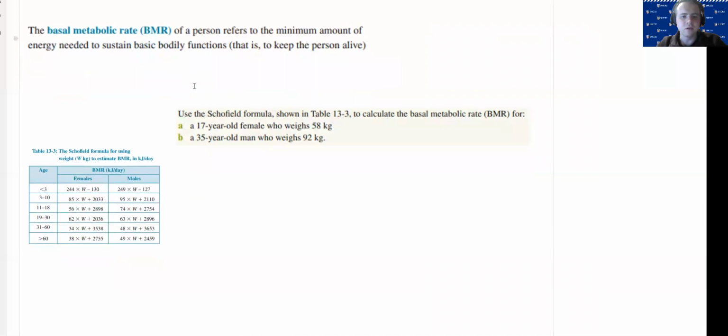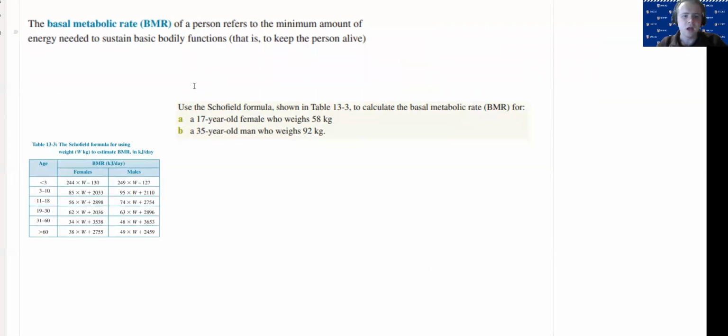So this is the Schofield formula. So none of these are right or wrong in terms of the way to calculate it. They're just different ways of estimating. Some are easy and some are more complex. So this Schofield formula uses the gender. So it incorporates the gender.